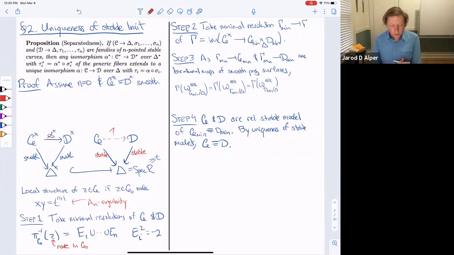What we know is the local structure of both of these stable families: if I have a point that is a node in the central fiber, then the local structure of the surface is xy equals t to the n plus 1. When n is 0, it's a smooth point of the surface, but when n is larger, you get an A_n singularity. So the first thing we're going to do is resolve these singularities. We take the minimal resolutions, C min mapping to C and D min mapping to D. Now these are smooth.